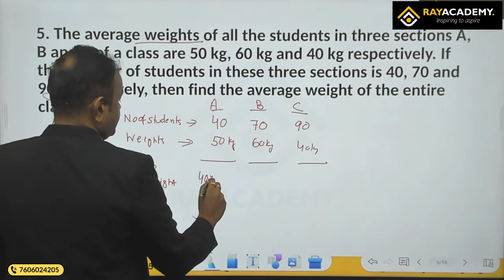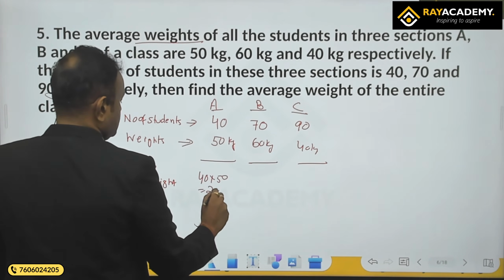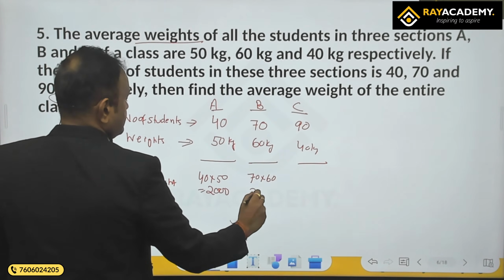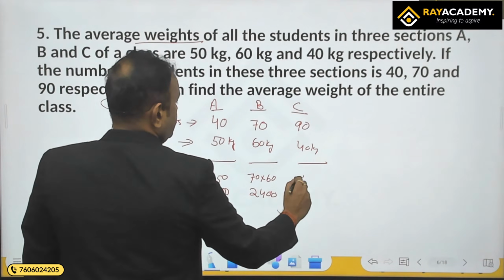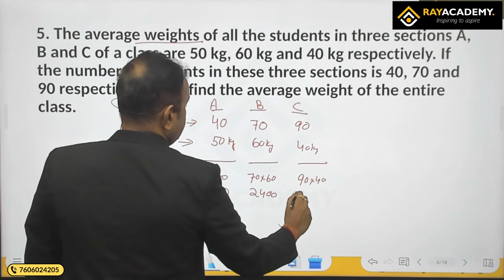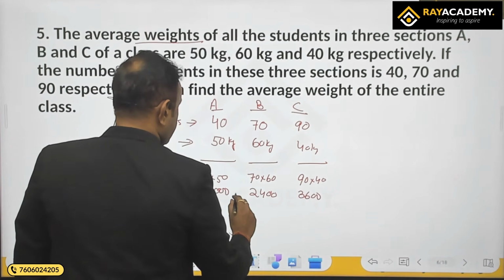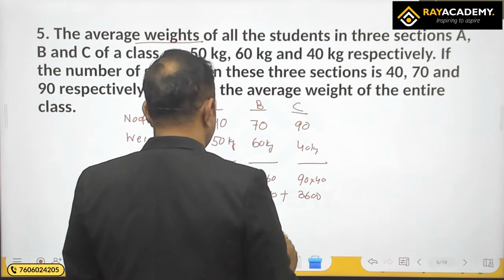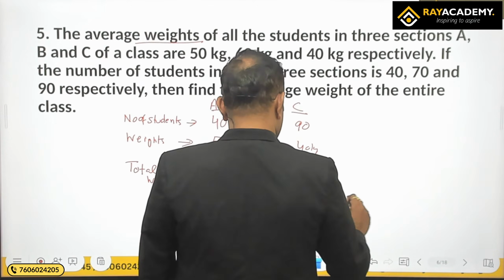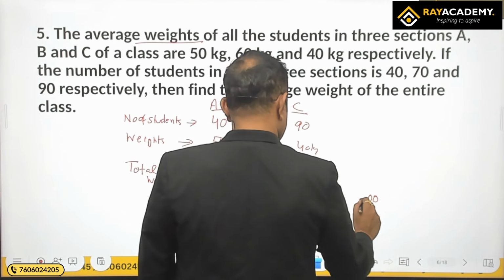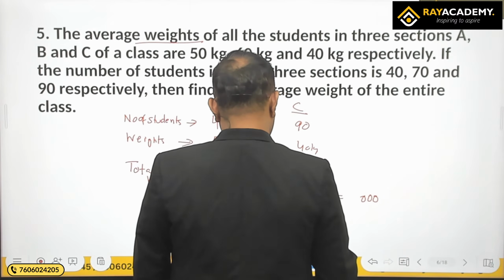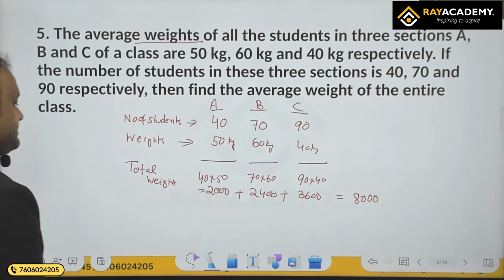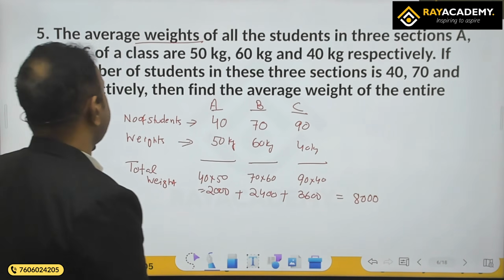40 multiplied with 50, that is 2000. 70 multiplied with 60, that is 2400. 90 multiplied with 40, that is 3600. So 2000 plus 2400 plus 3600, the total weight has to come to 8000. So what is the average weight?